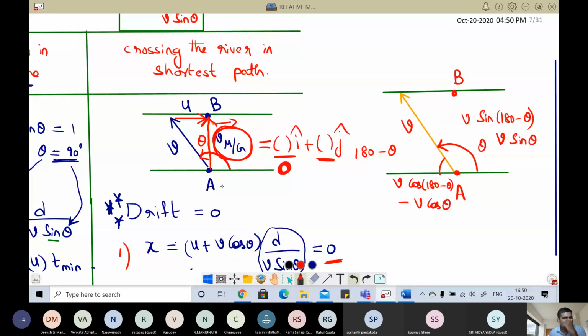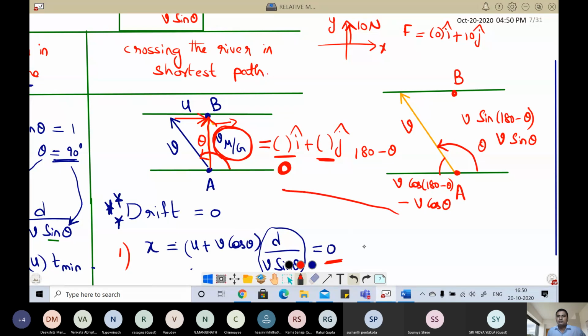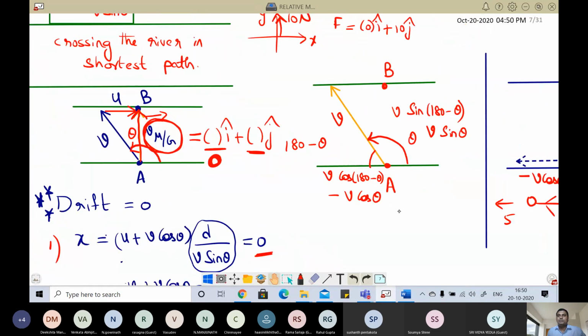That means I component is 0, because you are reaching finally in this direction. Just like when you write, suppose this is x-axis and this is y-axis, and there is a force of 10 newtons along y-axis. Then what will you write? F is equal to 0 I cap plus 10 j cap. Correct or not? Same way, velocity of man with respect to ground should be 0 I cap plus whatever velocity in the j direction. So basically his x component should be 0.